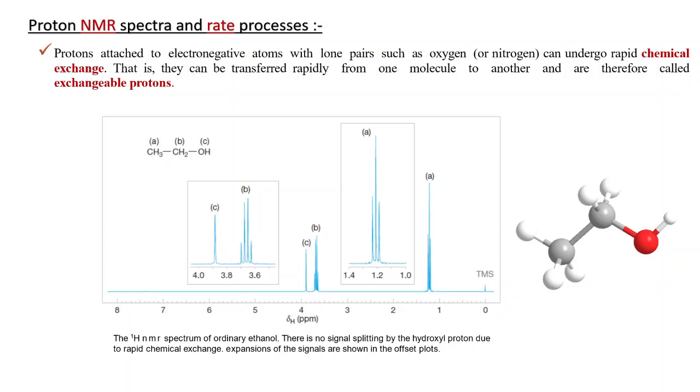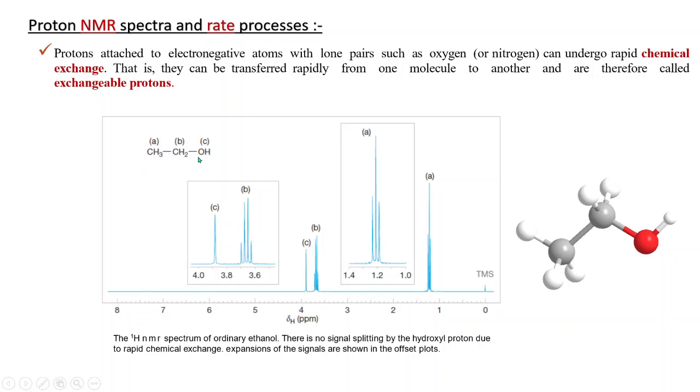Now in this video we will see proton NMR spectra and rate processes. As we discussed earlier in the spectrum of ethanol, we are not getting any splitting pattern for this OH proton. The protons that are attached to electronegative atoms with lone pairs, such as oxygen and nitrogen, can undergo rapid chemical exchange, that is, they can be transferred rapidly from one molecule to another.